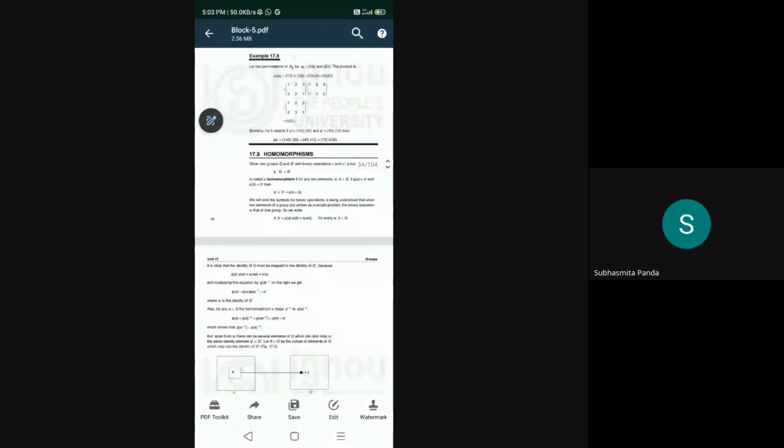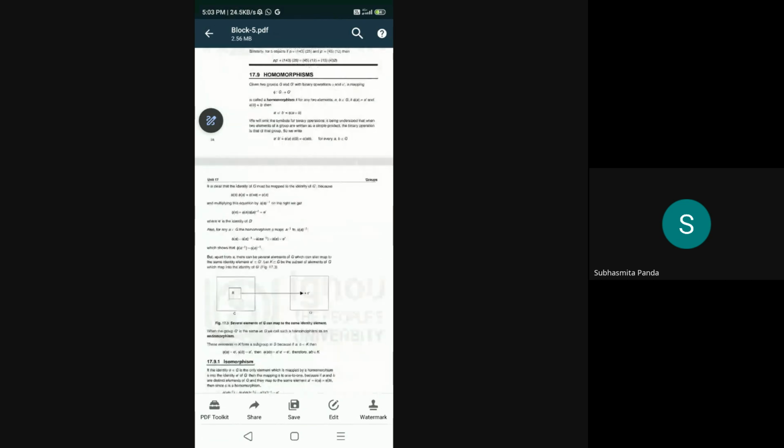Then homomorphism, it is an important thing. Given two groups G and G dash with binary operations O and O dash, a mapping phi from G to G dash is called a homomorphism if for any two elements A, B belonging to G, with phi A equal to A dash and phi B equal to B dash, the relation shown on the screen holds. When the group G dash is the same as G, we call such a homomorphism an endomorphism.